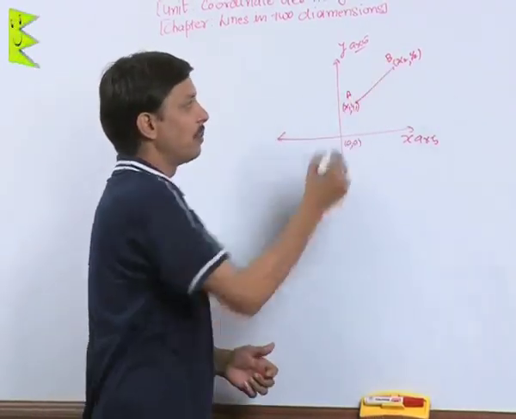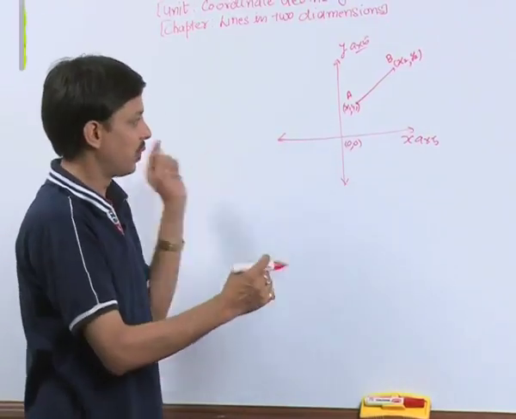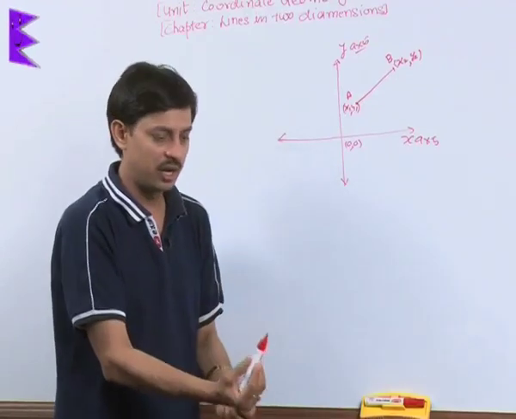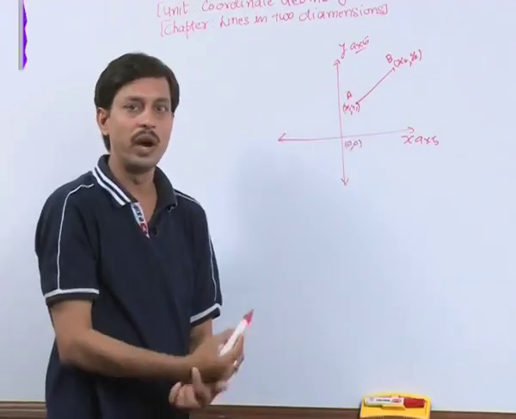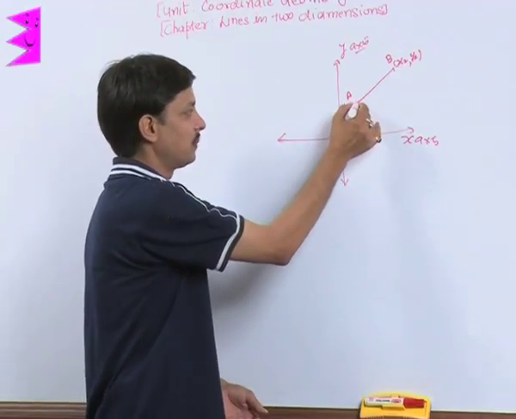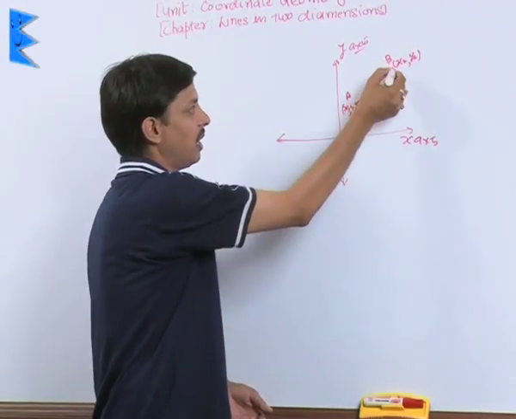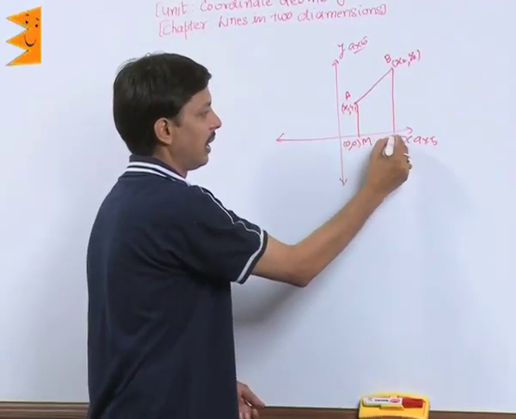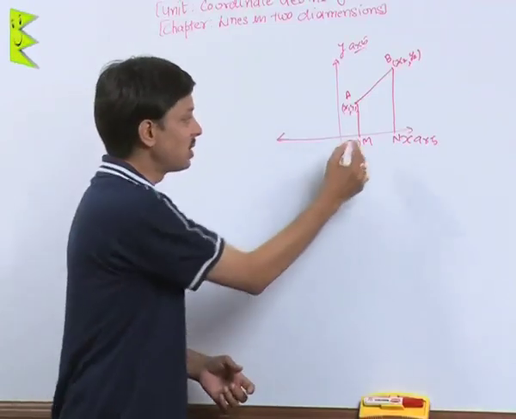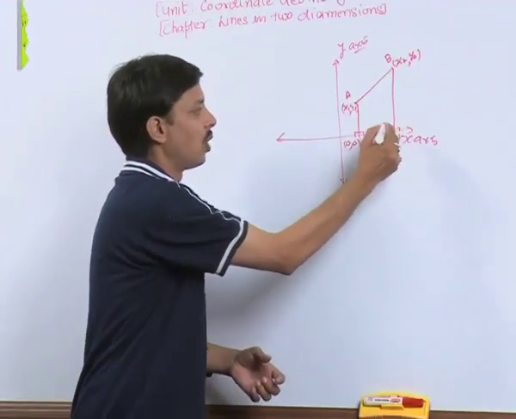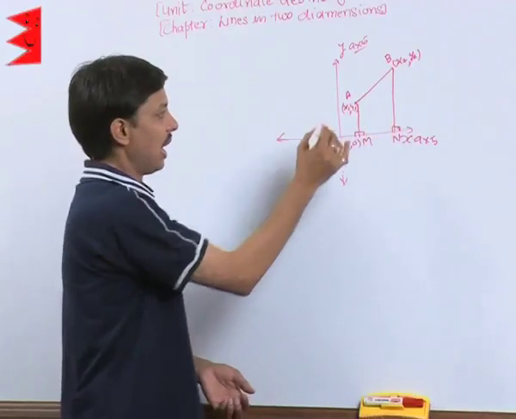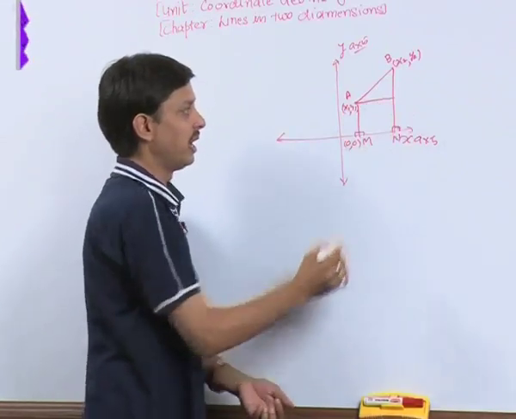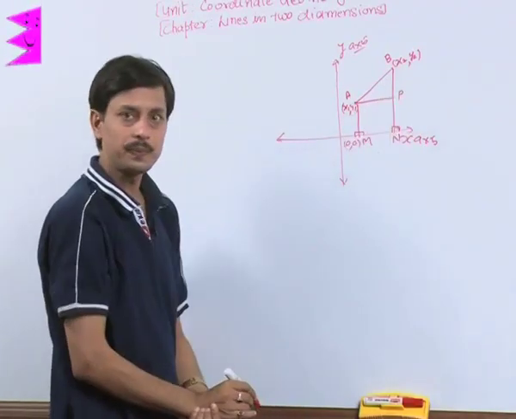Similarly, coordinates of B are x2, y2, meaning first of all from the origin we have moved a distance of x2 units and toward the y-axis y2 units. To find this distance, we have drawn one perpendicular from A and another perpendicular from B. Suppose this is M and this is N, the feet of the perpendiculars from points A and B. And suppose I draw one perpendicular from A to BN, and this point is P.